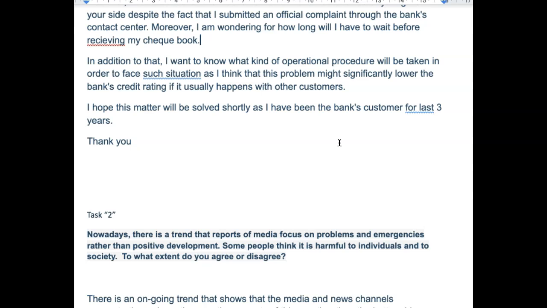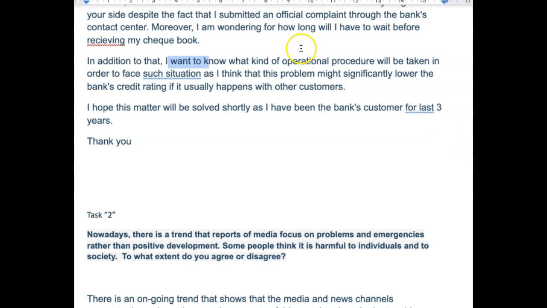Furthermore, I would like to know, because that's more formal, I would like to know what kind of operational procedure will be taken in order to face such a situation, as I think that this problem might significantly lower the bank's credit rating if it usually happens with other customers.